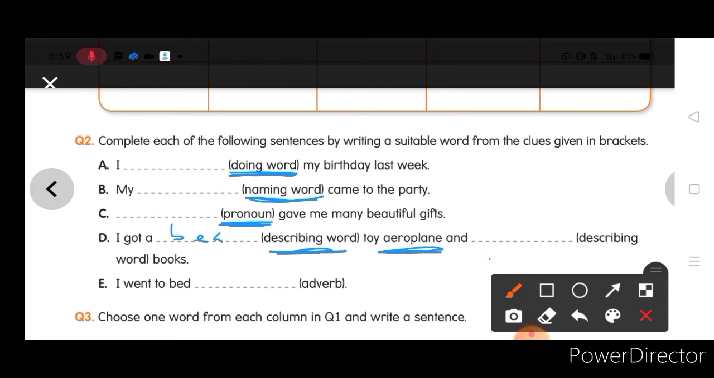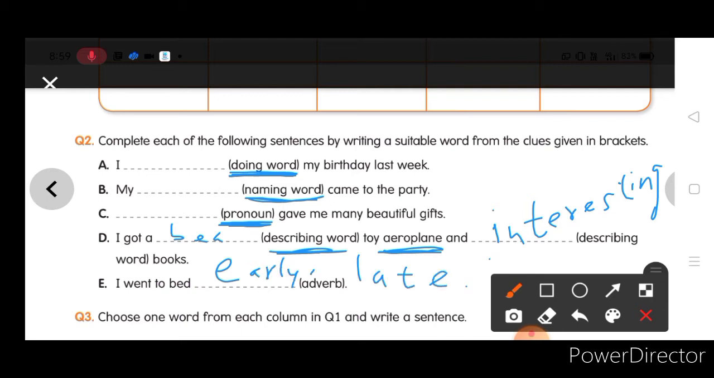And dash books. How are the books? And interesting books. And interesting books. You can write down. Next, I went to bed. What will you write? Early you can write down, or late you can write down.